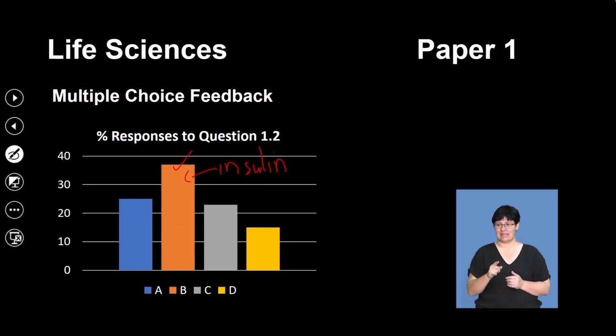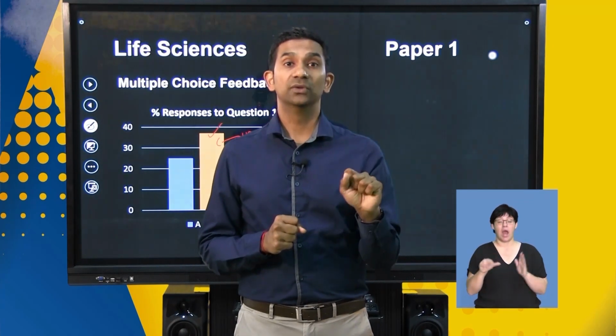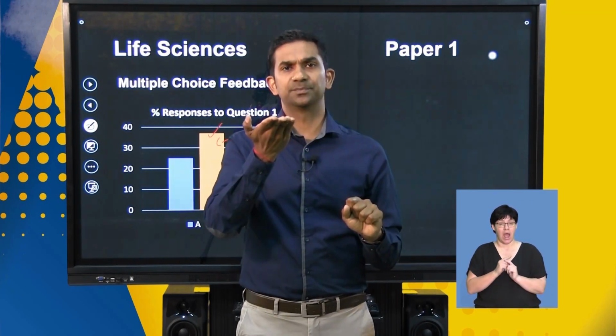And so again, you can see that there is some confusion here. About 22% of you, I think 24%, selected glucagon. And guys, it's important at this point for you to understand the differences between the two. Glucagon plays an important role in bringing the blood sugar levels back to normal.